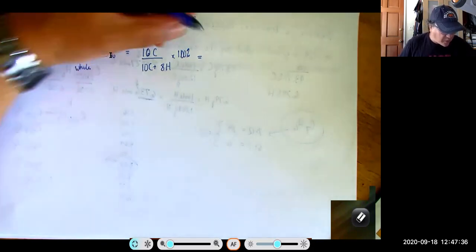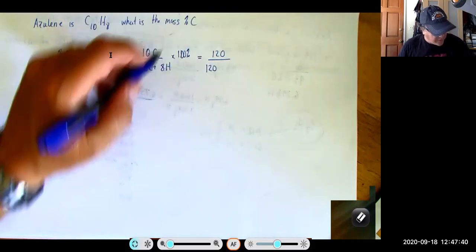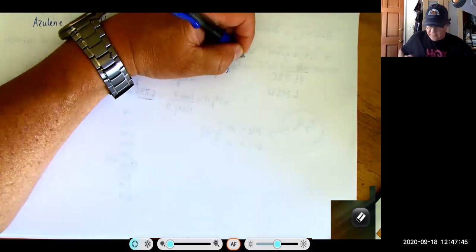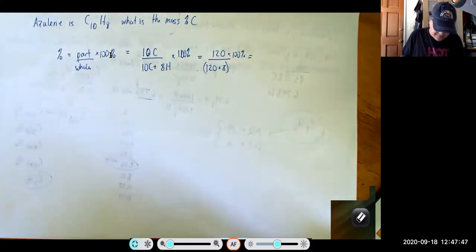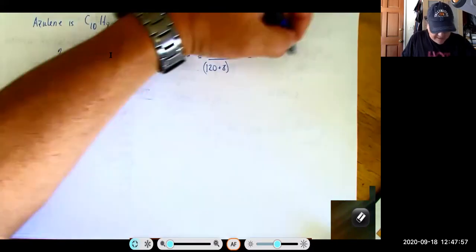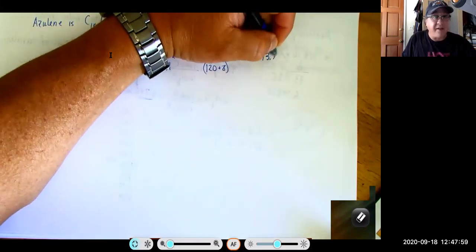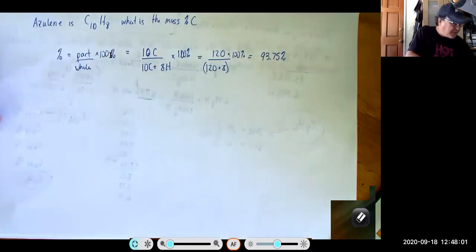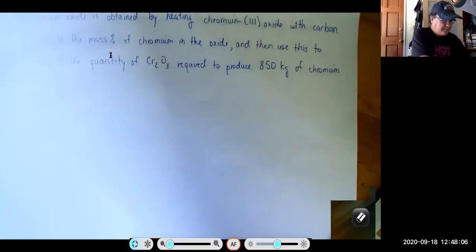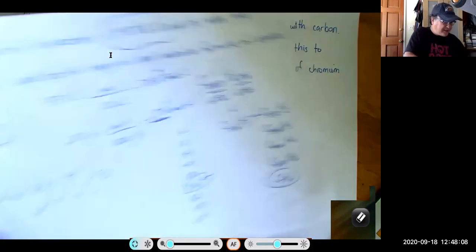So we're going to do this kind of on an ish level. 10 times 12 is 120. 8 times 1 is 8. So we have 120 divided by 128, and then times 100. And we get 93.75%. And what is the number we had? 93.71. So it is correct.